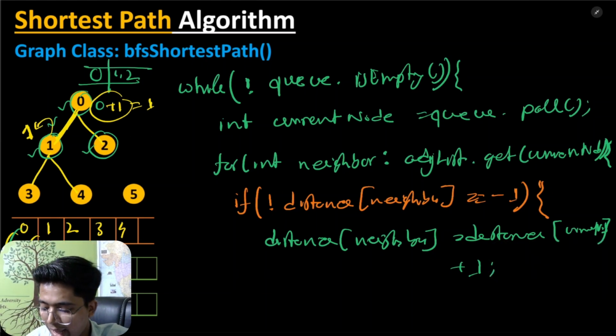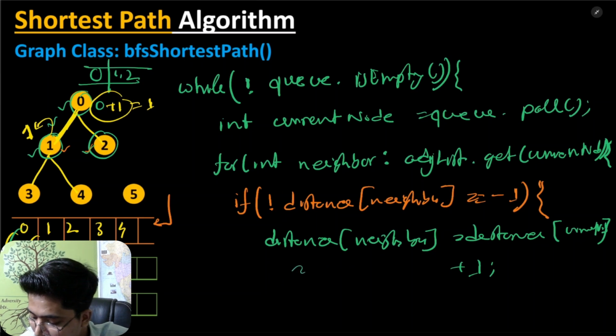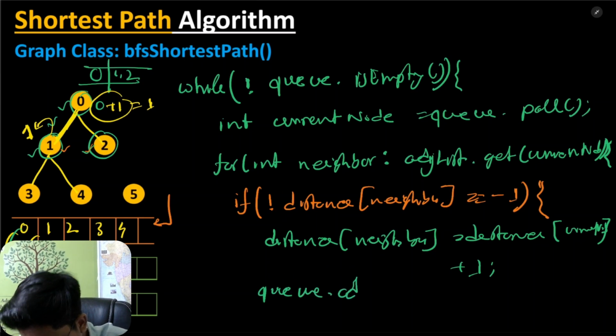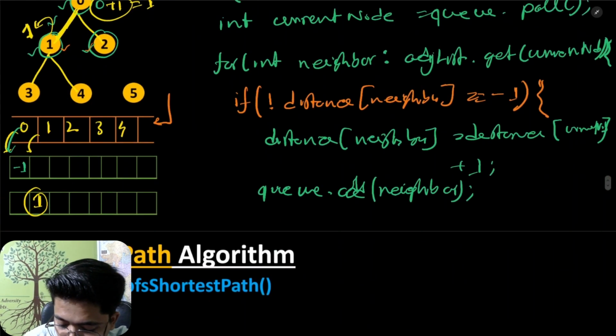After this line has been executed, we have found the distance. After we find the distance, now we'll be adding those 1 and 2 to the queue. We have to add those. So we'll be writing the line queue.add neighbor. That means we added that neighbor into the queue.